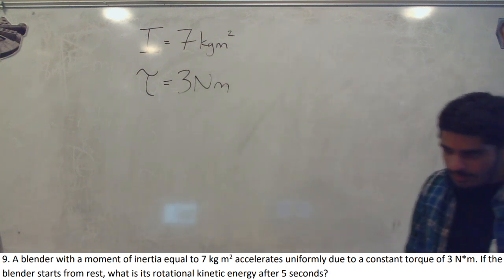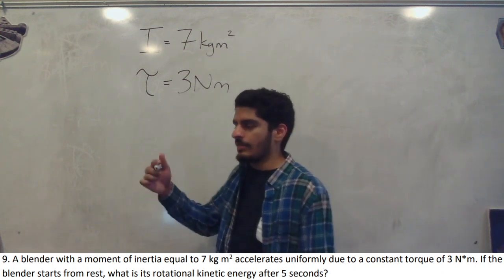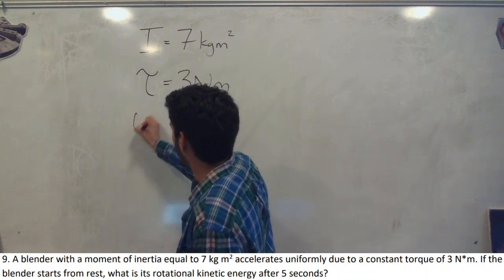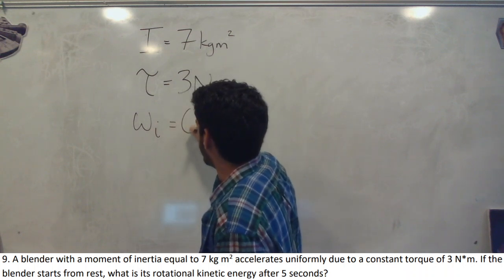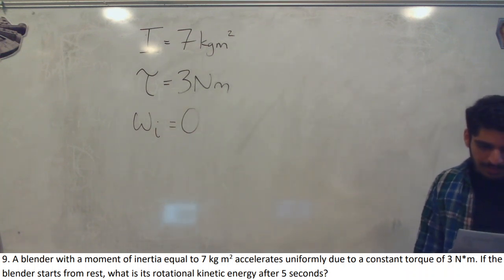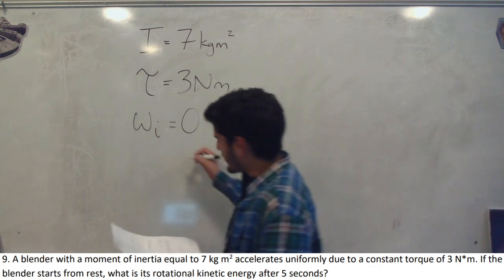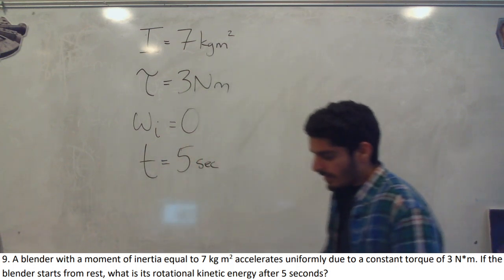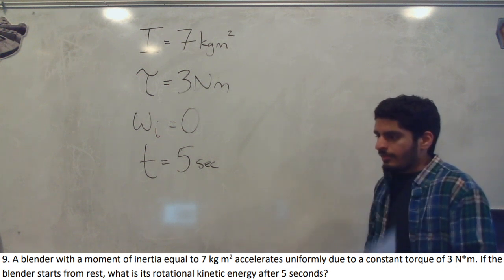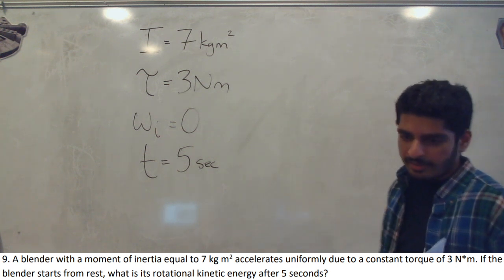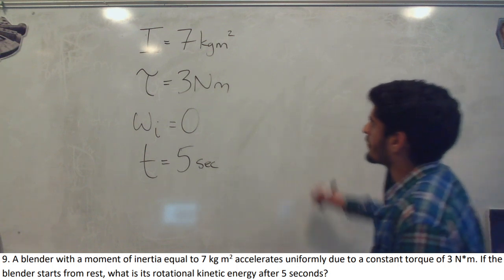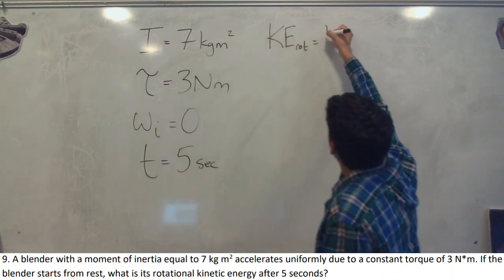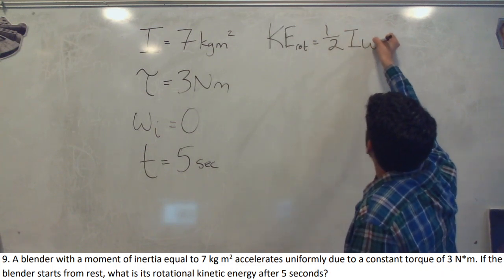Also, it tells us that it's starting from rest. And if we're talking about something that rotates and starts from rest, we don't use v for velocity. We use, just like we did in the last one, omega. Omega initial is 0. It starts from rest. And it also tells us, one last thing, that the time that it spins, or that it's blending, is 5 seconds. And we want to know its rotational kinetic energy. Well, yesterday we had a couple of really good examples of our rotational kinetic energy. Something to remember, though, is our formula for rotational kinetic energy is equal to 1/2 I times omega squared.